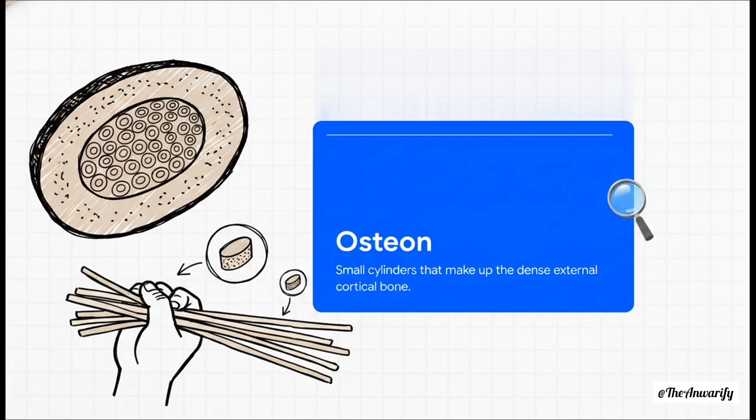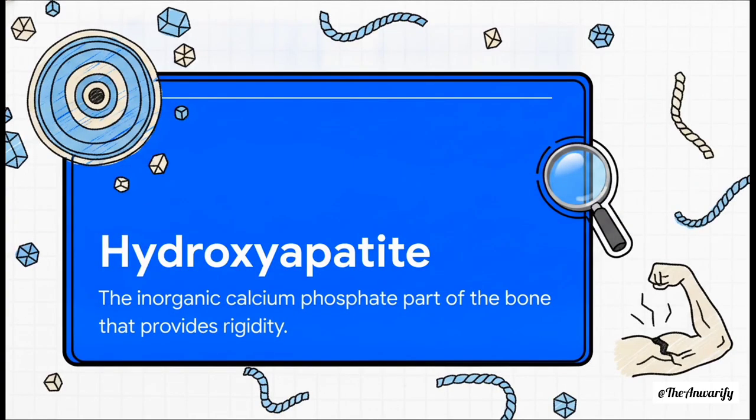Imagine grabbing a handful of uncooked spaghetti and squeezing it tight. Each single strand of spaghetti is an osteon, and bundled together, they give the overall bone immense structural integrity. Let's look even closer at just one of those single cylinders. Each osteon is made up of concentric circular layers, kind of like tree rings, known as lamellae.